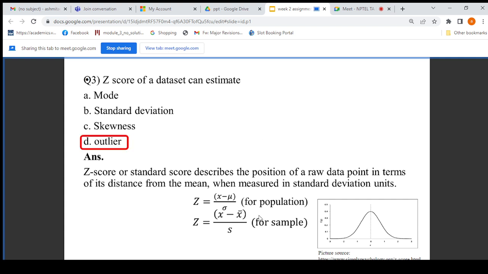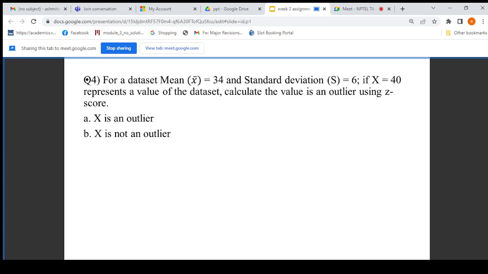So here is the outlier. Can you tell me what will be the z value required to consider it an outlier? The next question is a similar one. Can everyone tell me what is the value of z score required to consider a particular data point an outlier? Plus minus 3. More than 3. Plus minus 3.